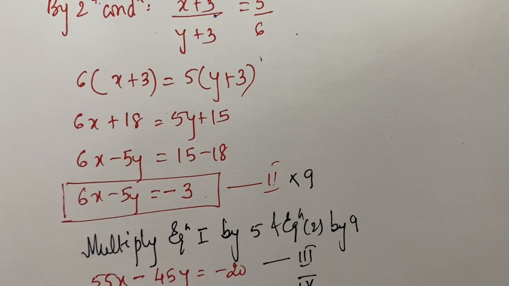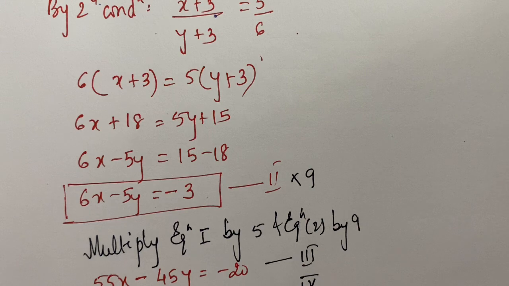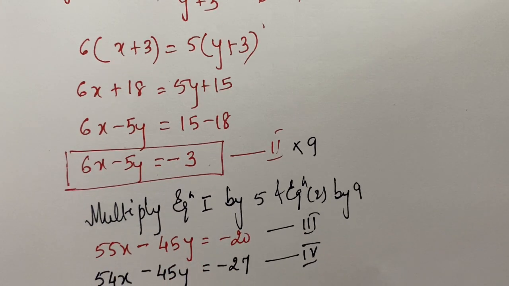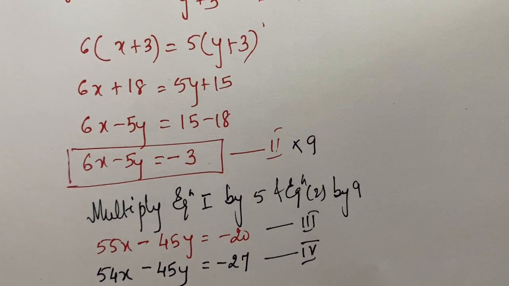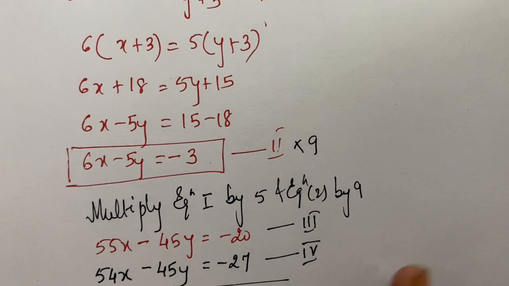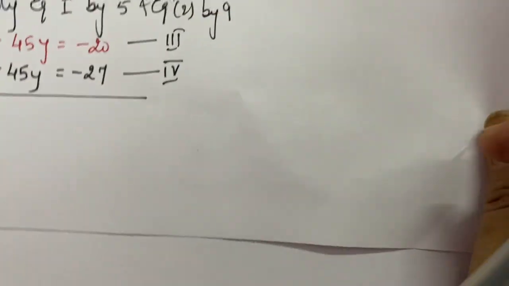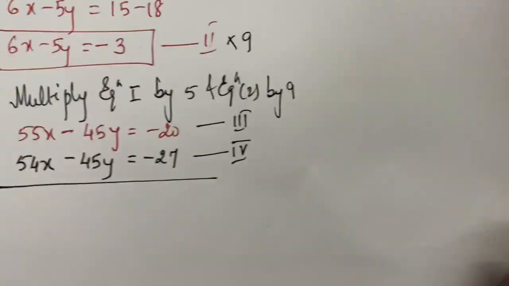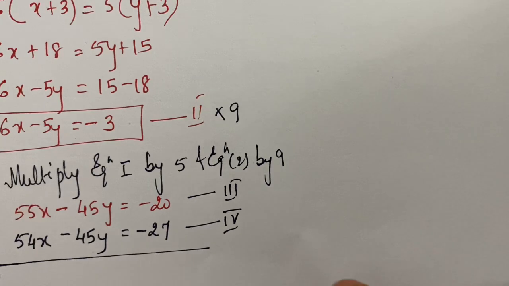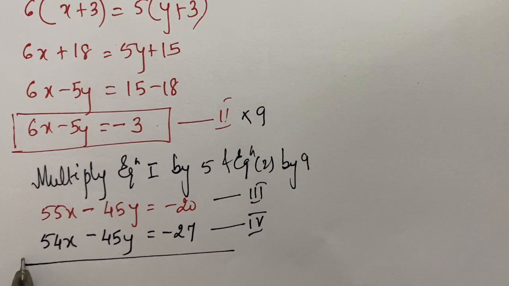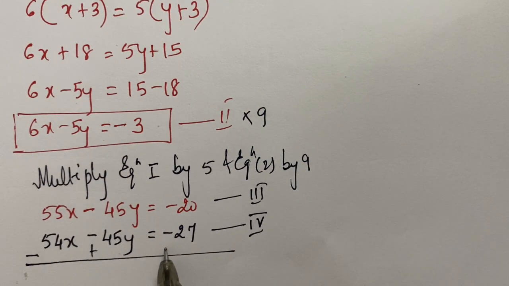This is your equation 3 and this is your equation 4. Let us subtract those two equations. What are we going to do? We will subtract the two equations. Equation 3 minus equation 4. So if you subtract the two equations, see over here. If you subtract, the sign will change.